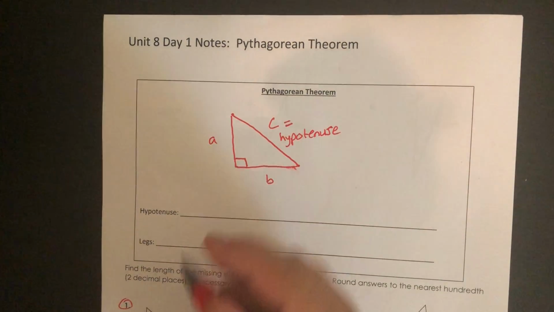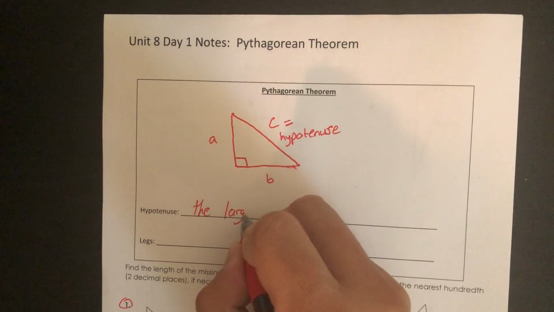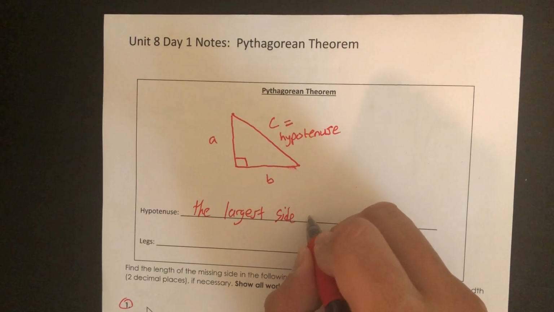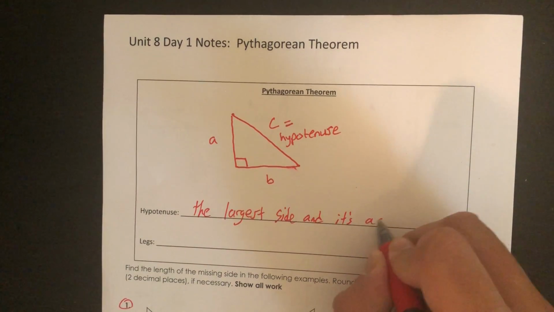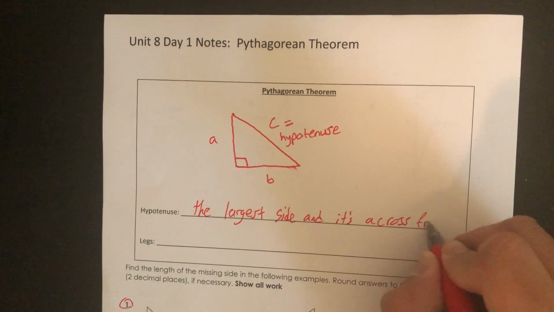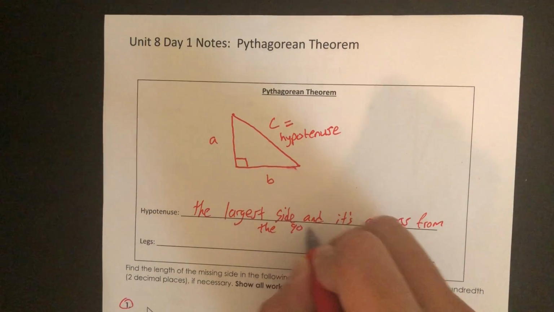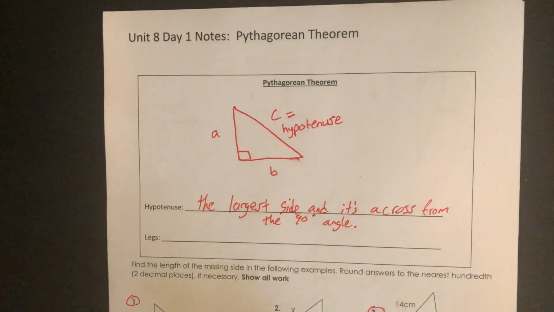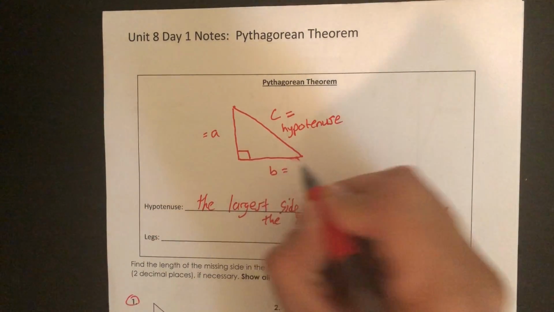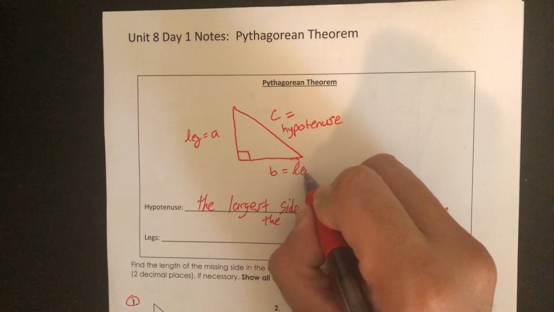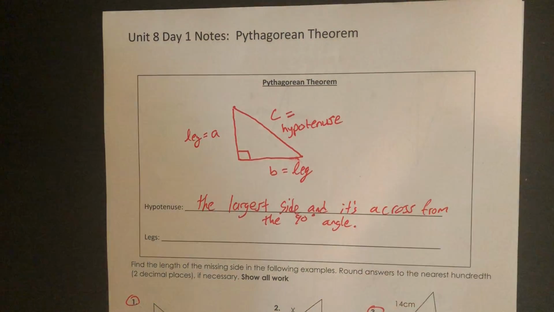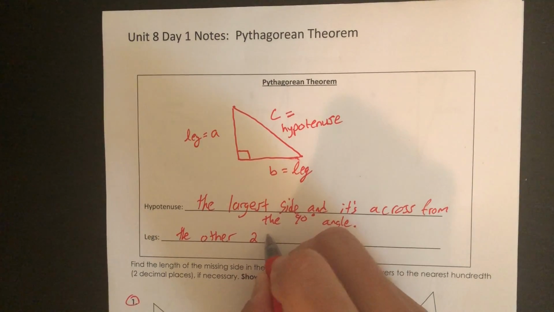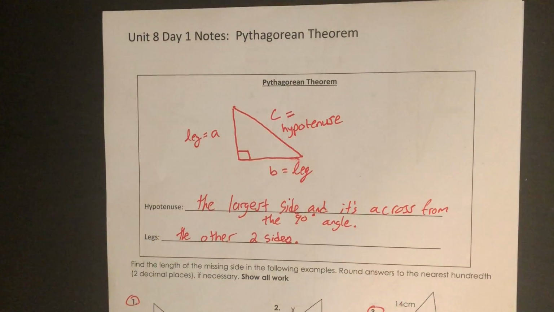And basically the hypotenuse is the largest side, and it's across from the 90-degree angle. Okay? And then the other two sides are known as the legs. Okay? And basically the legs are the other two sides.